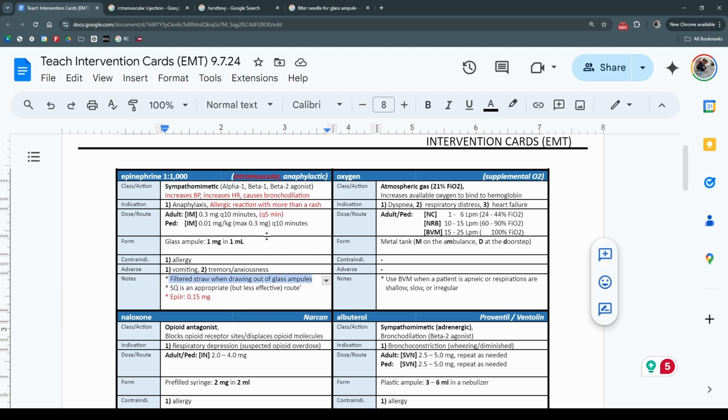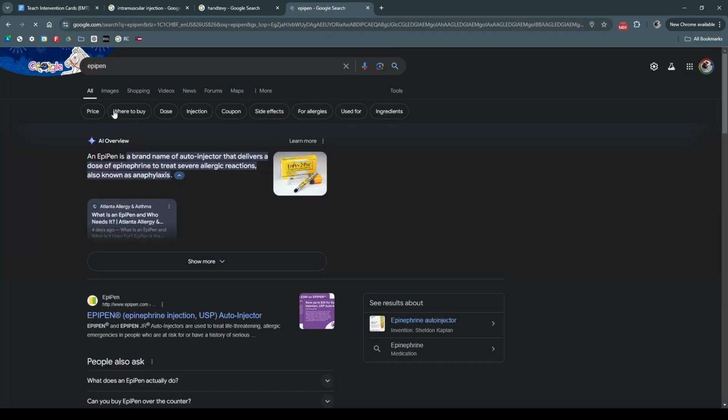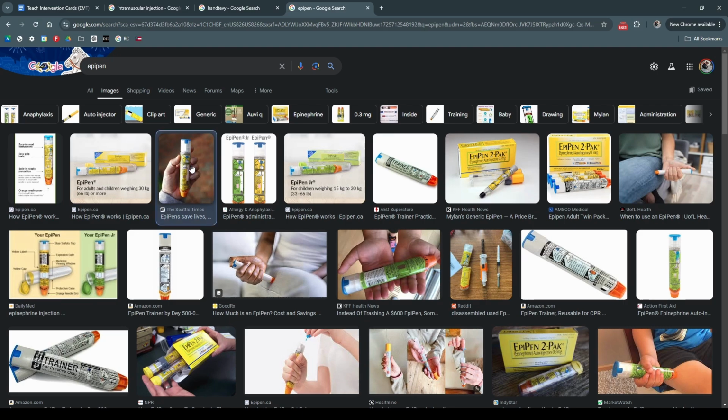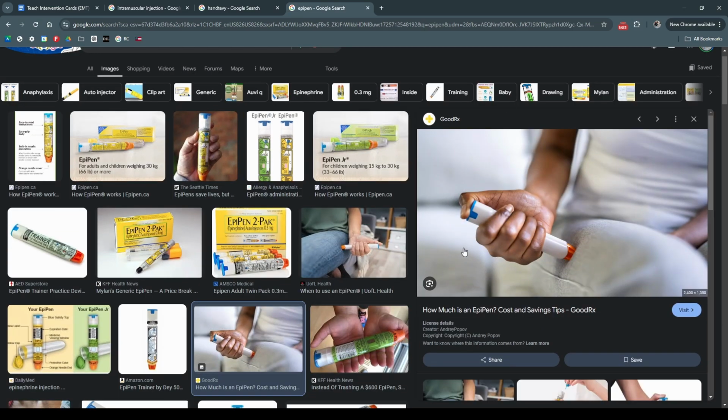Now, in many cases and in most departments, you are going to have an EpiPen to give to patients, but it should be known that you don't need one as an EMT. You can literally break it out of an ampule, draw it up, and administer it yourself intramuscularly.